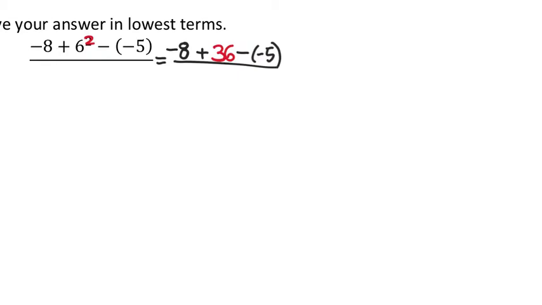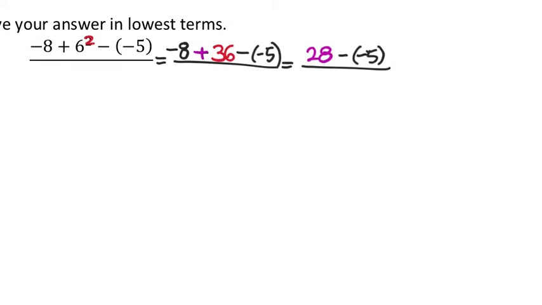Is there any multiplication or division? You could say yes, but really there is not at this point. So we're going to move from left to right using addition or subtraction, and the addition comes first. So that's a negative 8 plus 36 right there, which would give us 28. So then I now have 28 minus negative 5.